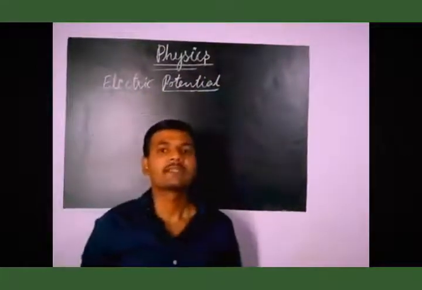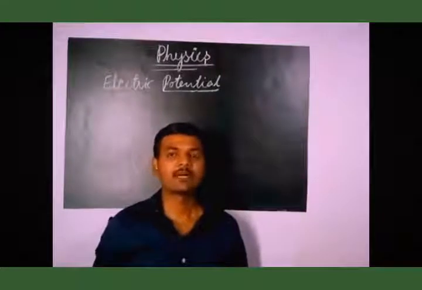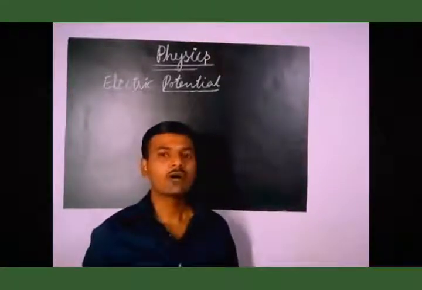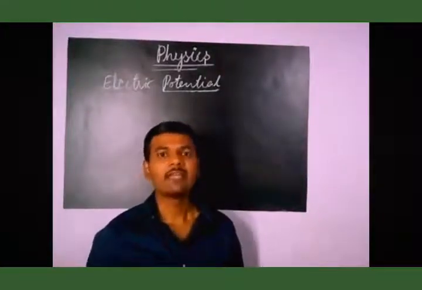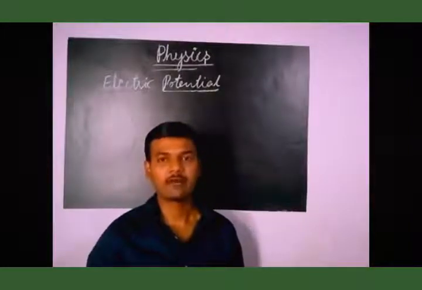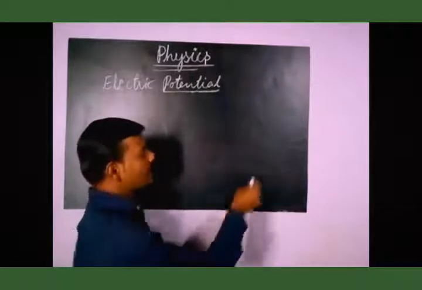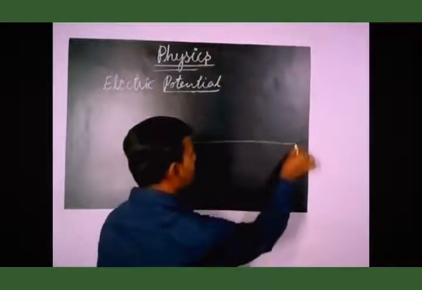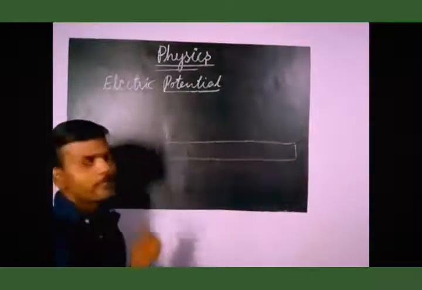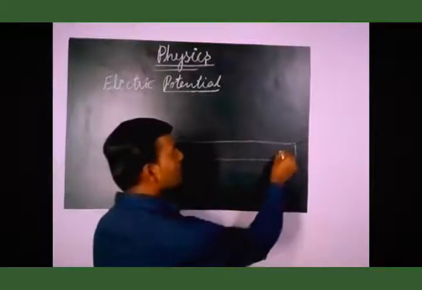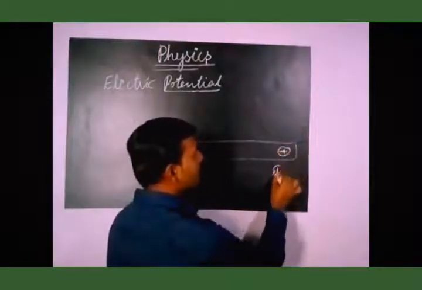So electric potential can be defined as the amount of work done to move a unit positive charge from infinity to a point required. Let us understand the concept as I'm going to consider one of the conductors. Here one point has been taken as infinity.